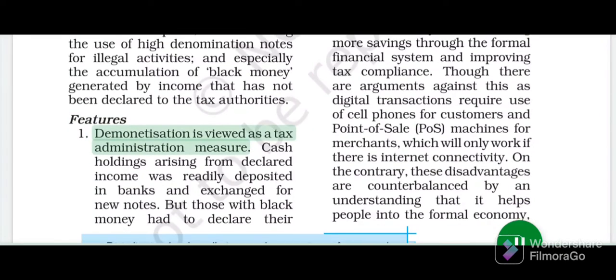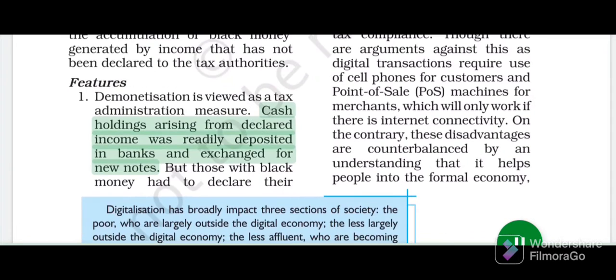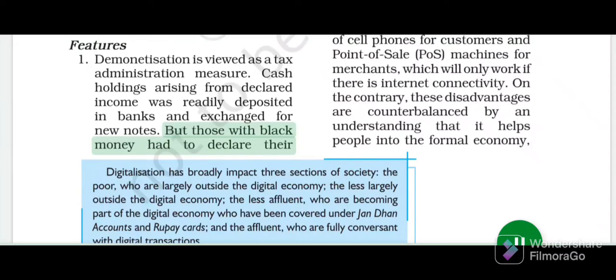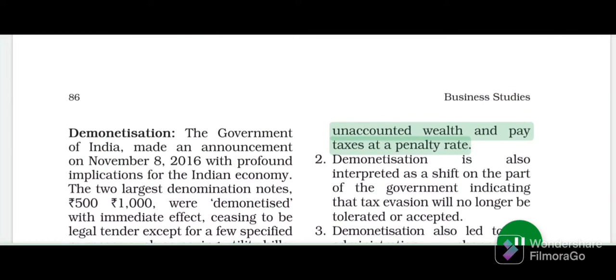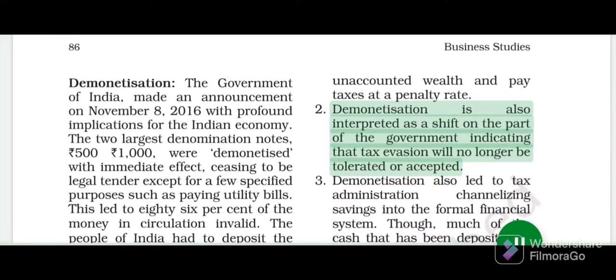Features. 1. Demonetization is viewed as a tax administration measure. Cash holdings arising from declared income were readily deposited in banks and exchanged for new notes. But those with black money had to declare their unaccounted wealth and pay taxes at a penalty rate. 2. Demonetization is also interpreted as a shift on the part of the government, indicating that tax evasion will no longer be tolerated or accepted.